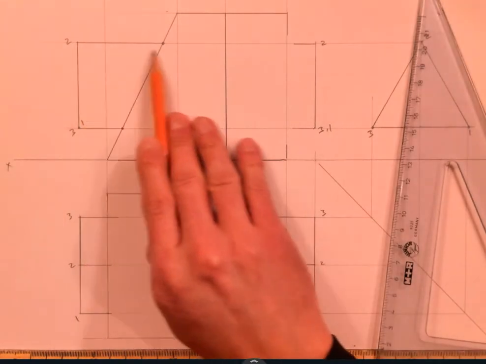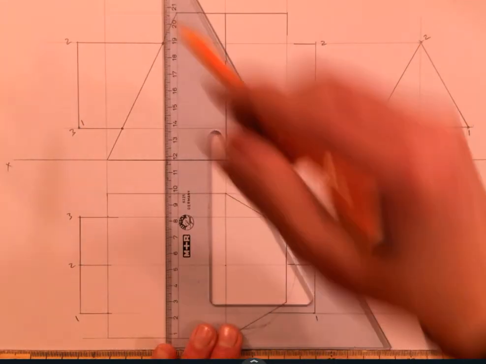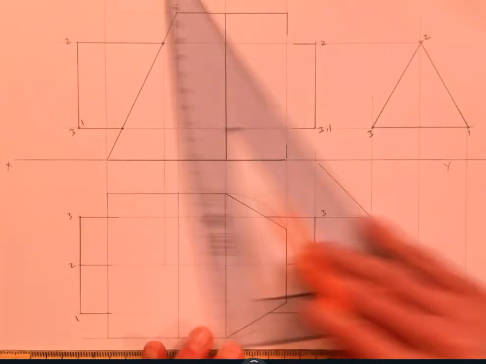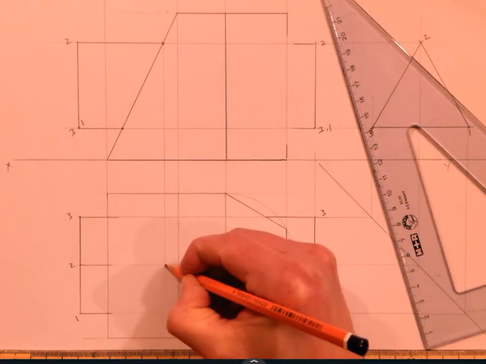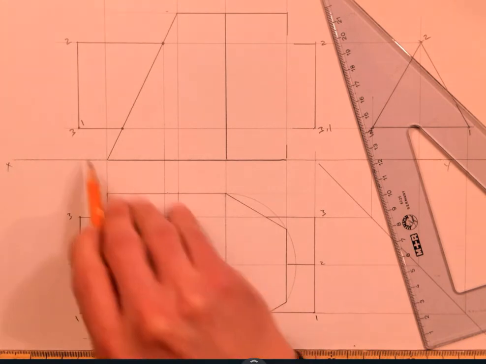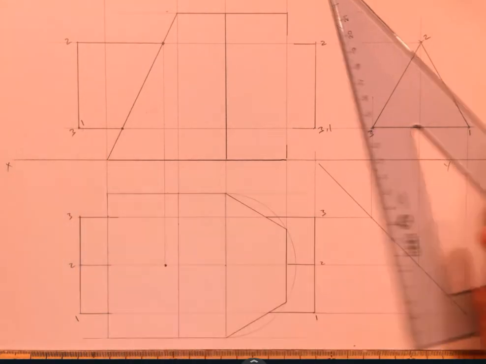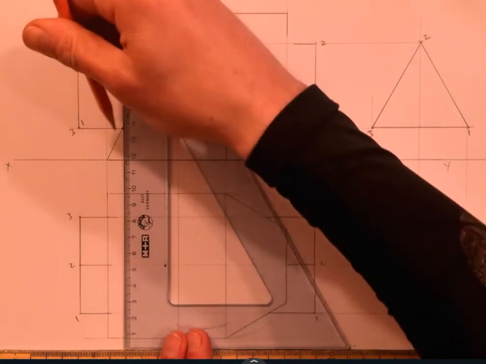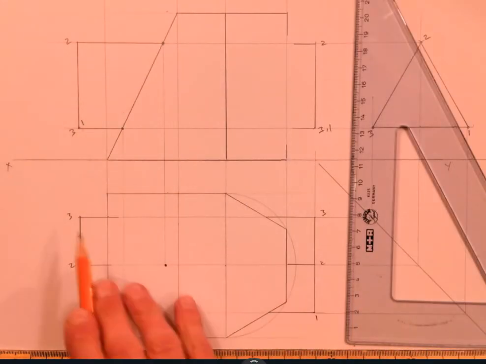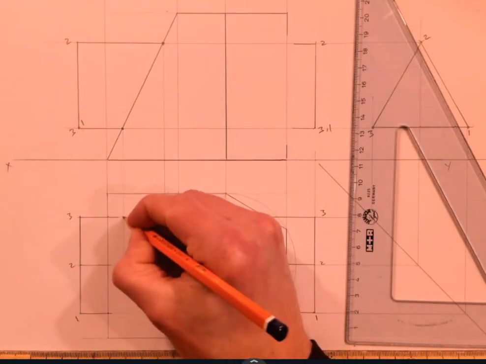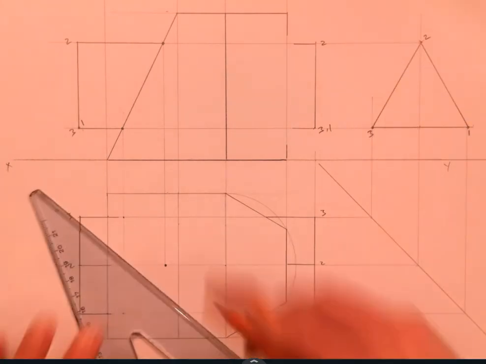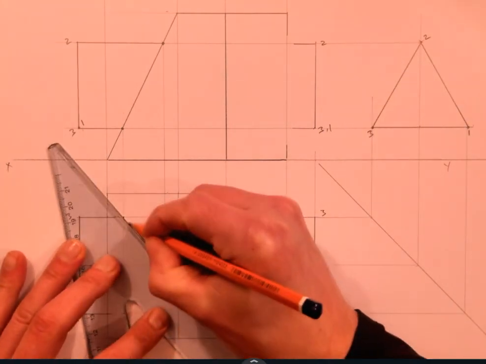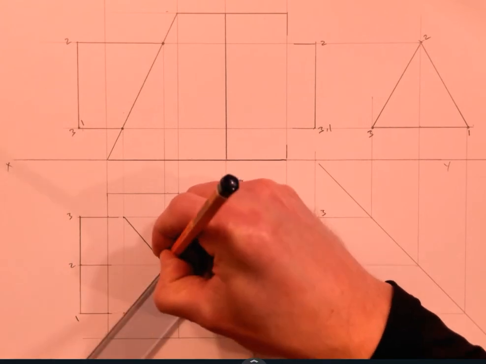So line 2 comes as far as here. We'll take that down. So I took point 2 down, hits the line. There it is. 3 and 1 hit at this point, so we'll bring those down. And they hit the line. Here's 3. Here's 1. And so I can draw that in. That is the interpenetration. That's what we're going to see from above.